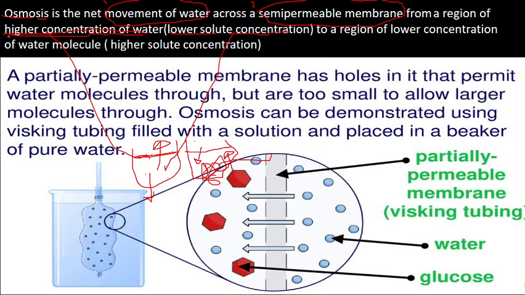Now, from the region of what? Higher concentration of water. This also implies what? Lower solute concentration. Next, to the region of lower concentration of water, then solute concentration will be high. And this process occurs through where? Semi-permeable membrane. Now, a partially permeable membrane has holes in it.